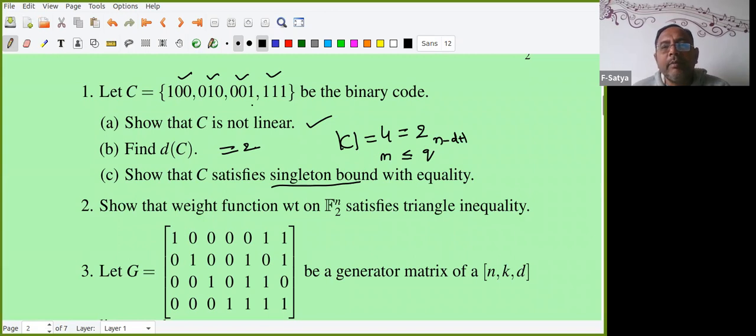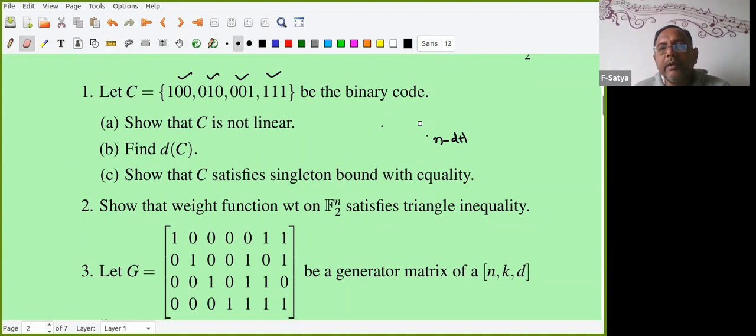What is n in this problem? n is equal to 3, d is equal to 2, right? Now what is n minus d plus 1? That is equal to 2. So it has happened with equality. Are there any questions at least now? Is it clear? Sonali, is it clear? Yes, sir.